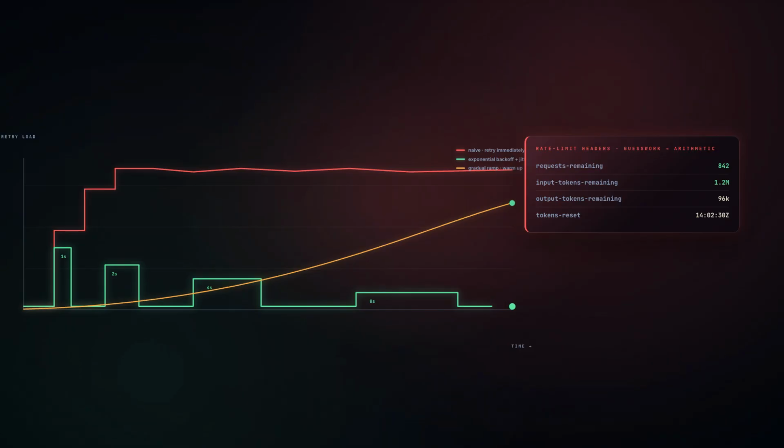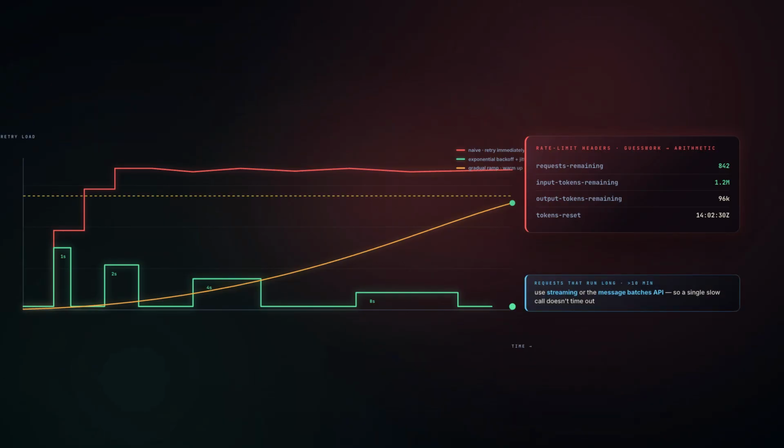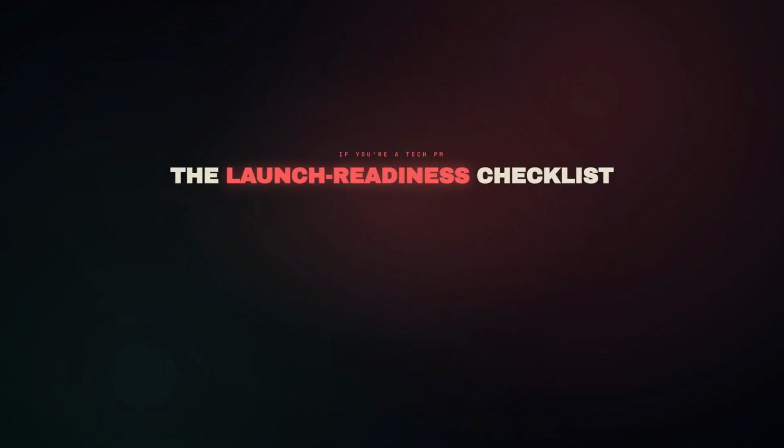And the rate limit headers turn guesswork into arithmetic. Every response tells you your requests remaining, your input tokens remaining, your output tokens remaining, and the reset timestamps. You do not have to guess how close you are to the edge. Read the headers and throttle before you hit the wall. For requests that run long, especially over 10 minutes, use streaming or the message batches API, so a single slow call doesn't time out.